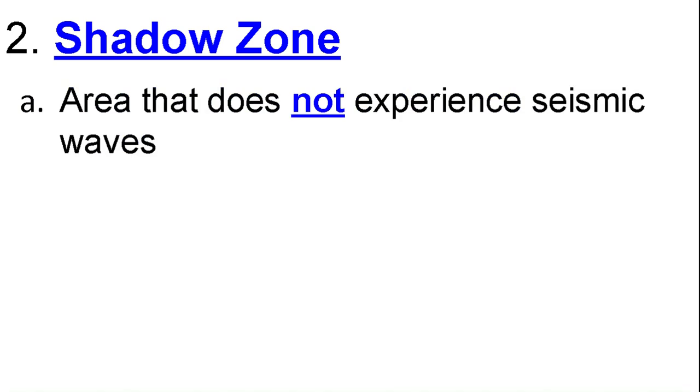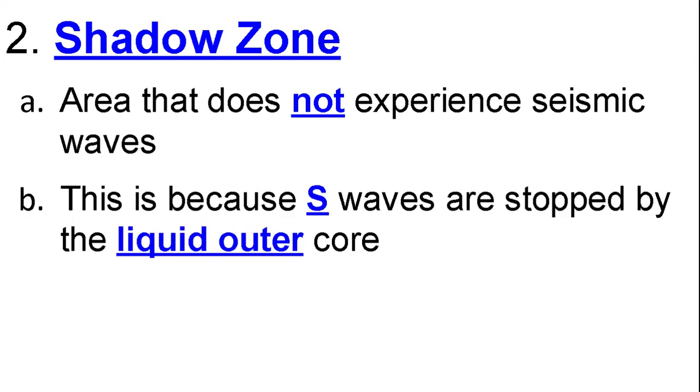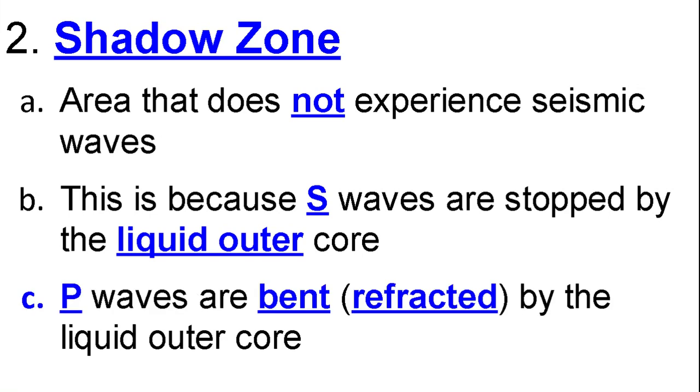All right, what this creates though is something called the shadow zone. This is an area that does not experience any type of seismic waves. And it is a result of both the S waves being stopped by the liquid outer core and P waves being bent or refracted by the liquid outer core as they travel through it.